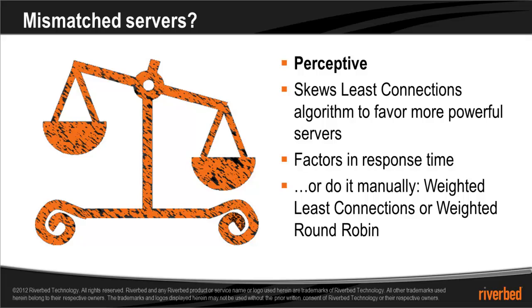Or you can do it manually by using weighted least connections or weighted round robin. In these algorithms, you assign a weight to the servers. The larger the weight, the greater the share of traffic the server will receive.